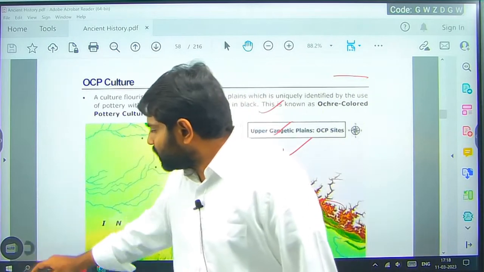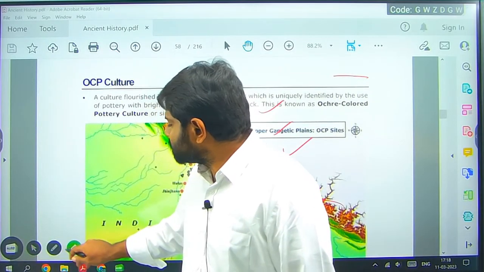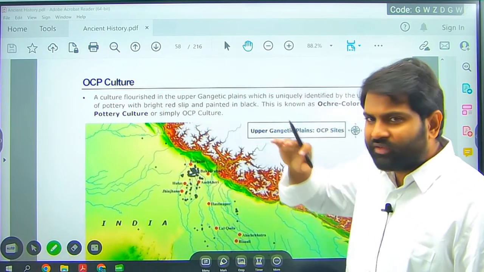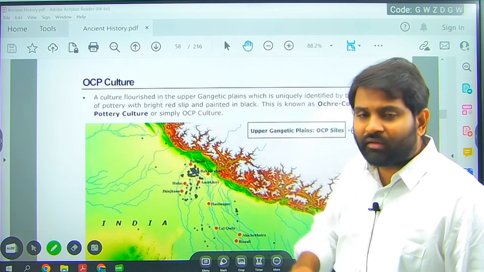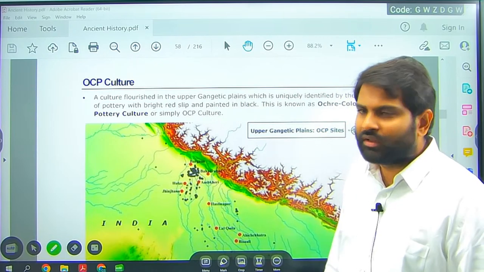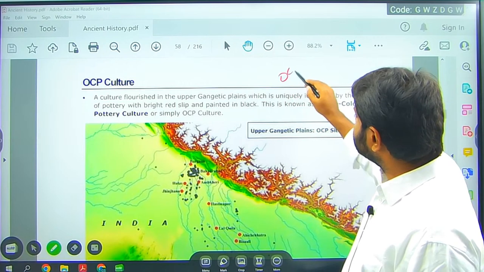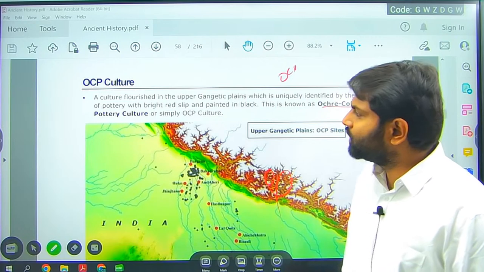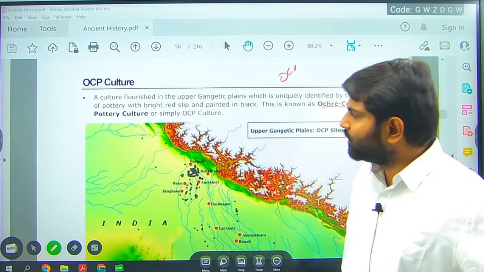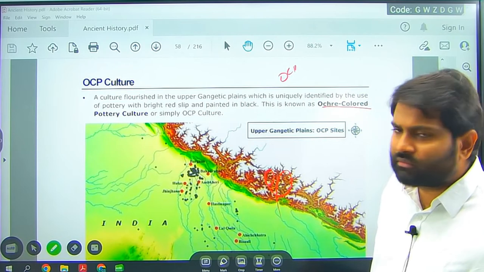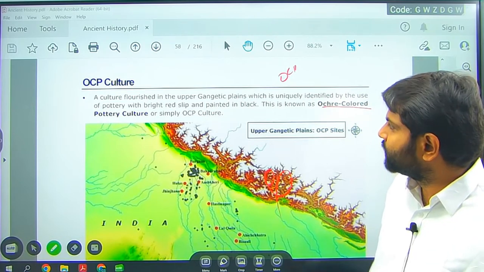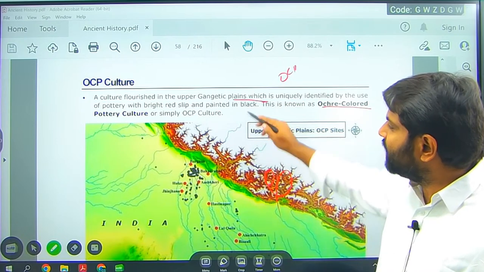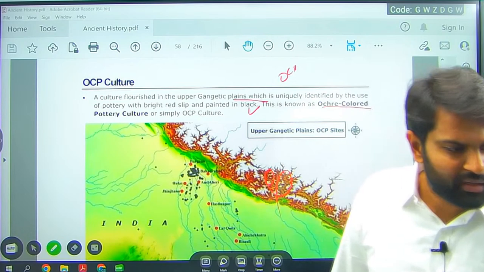And a very important one is culture, the evolution of technology, pottery. A culture flourished before blackware; redware used to be there. Now OCP came into the picture. Ochre colored pottery culture: ochre is the color of red burnt brick. The ochre colored pottery culture came into the picture especially in the Gangetic plains, identified with pottery with a bright red slip and painted in black.